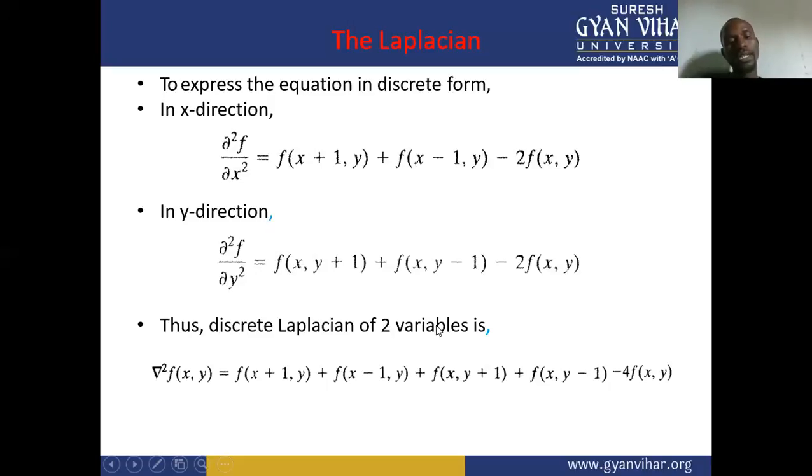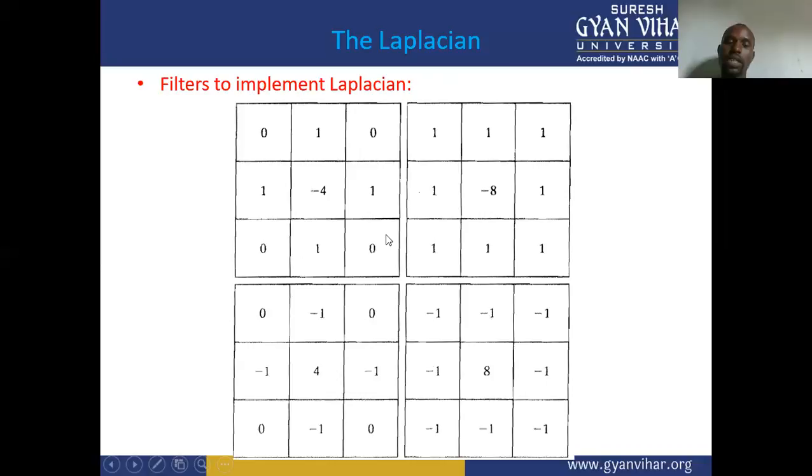Thus the discrete Laplacian of two variables, x and y, can now be represented by this equation. That was it, and now we are able to present all of them in this equation. You can see the central value here is -4 for the x-axis, +4 for the axis, -8 for the negative axis, +8 for the positive axis. This is the result that you obtain whenever we are performing this equation.